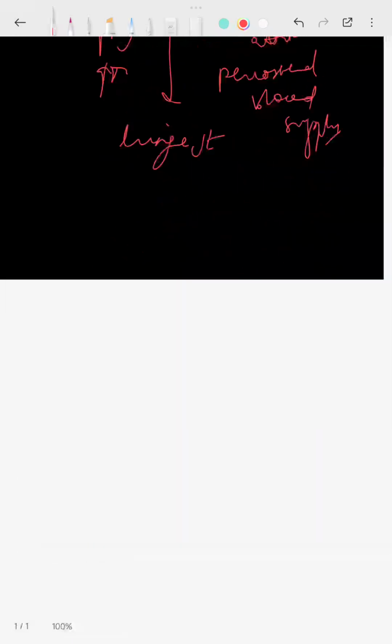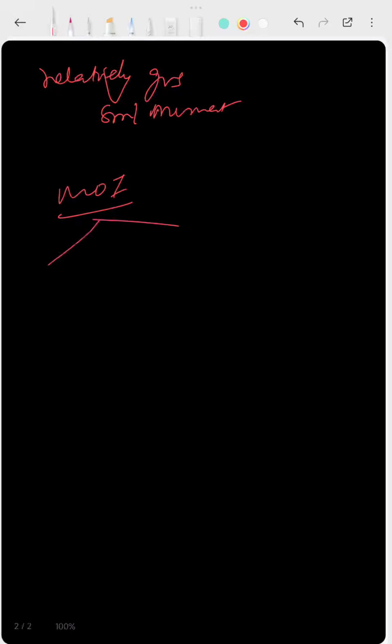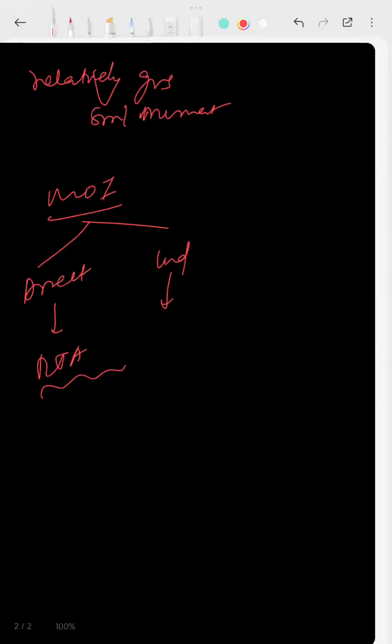Hinge joint relatively gives small movement. Mechanism of injury of this two bone fracture is basically direct and indirect. Direct is your RTA. Indirect is your bending or torsional force on tibia.